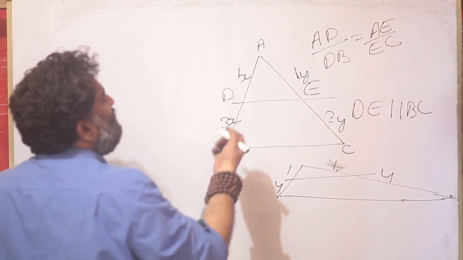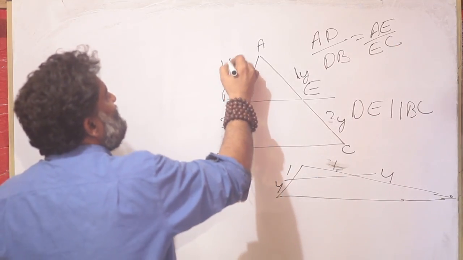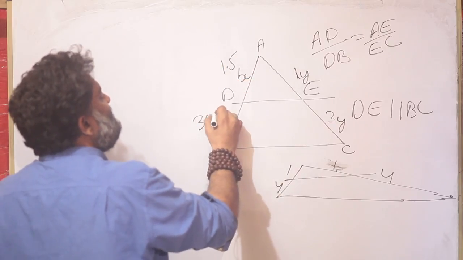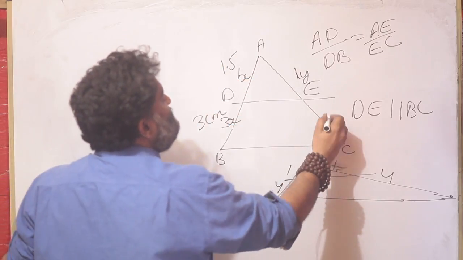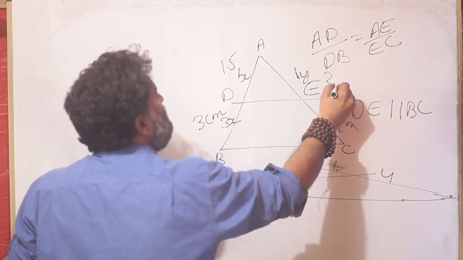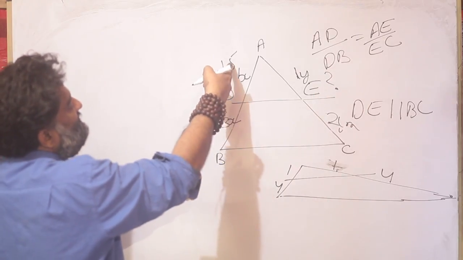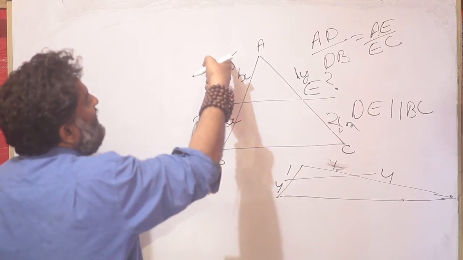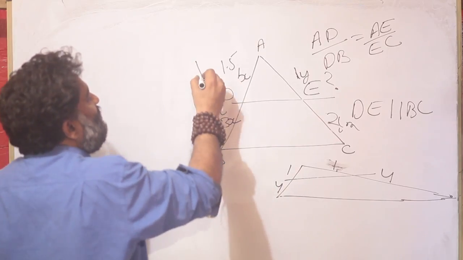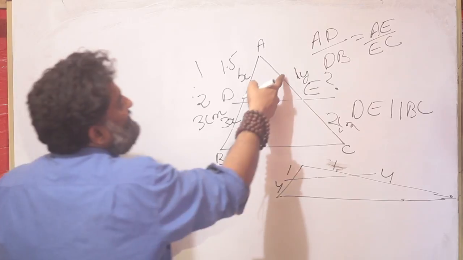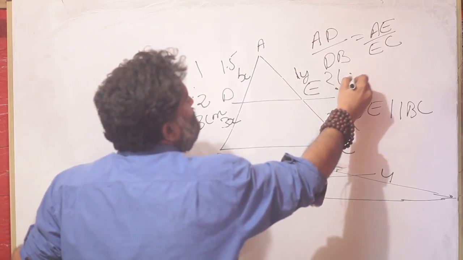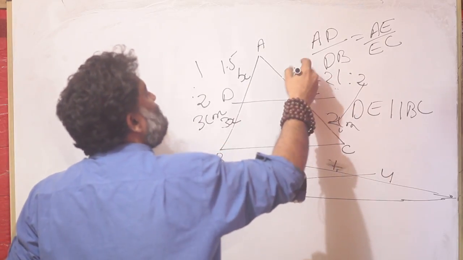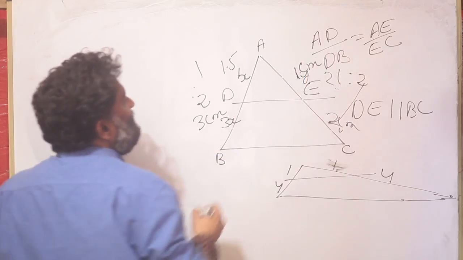I can very quickly give you a problem also. I tell you this is 1.5 centimeters, this is 3 centimeters. You know this is 2 centimeters. How much is this going to be? So you can see here the ratio in which the line DE divides the side AB is 1.5:3 or 1:2. The same ratio is going to work here, 1:2. This is already 2, that means this was going to be 1 centimeter.